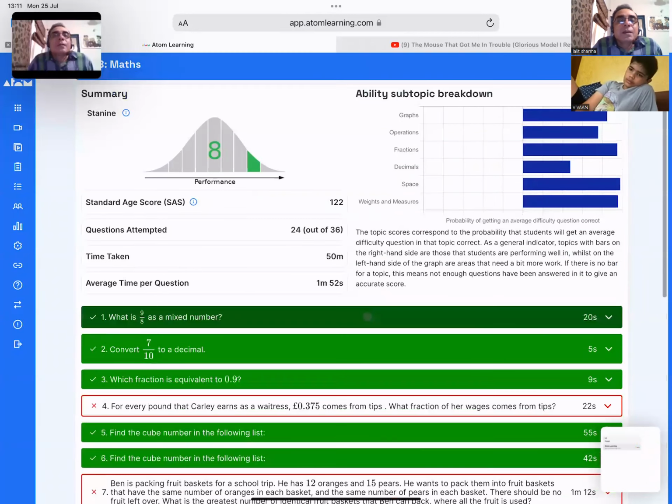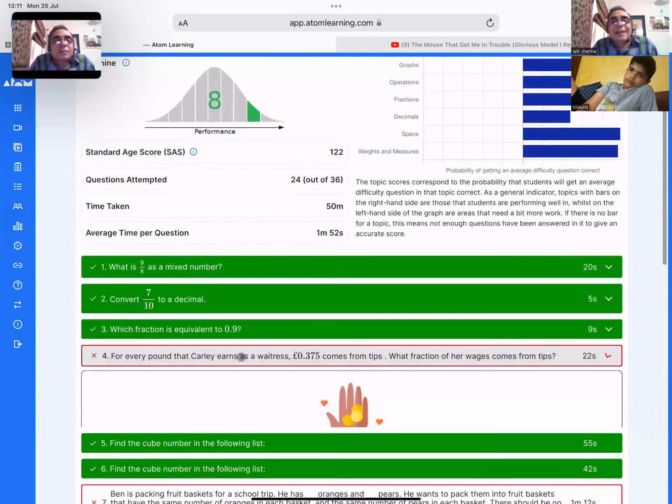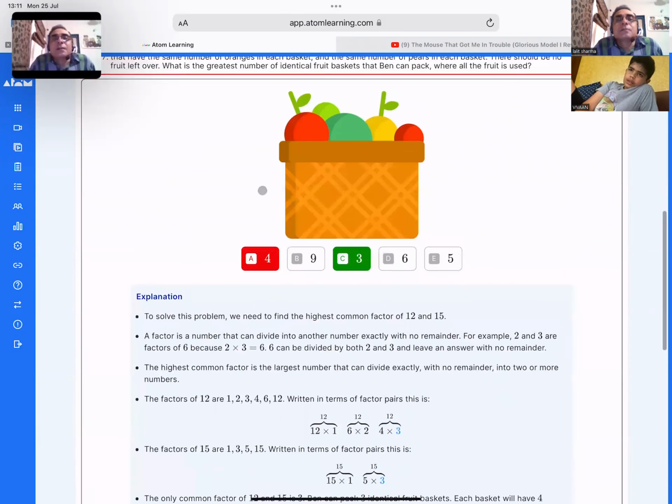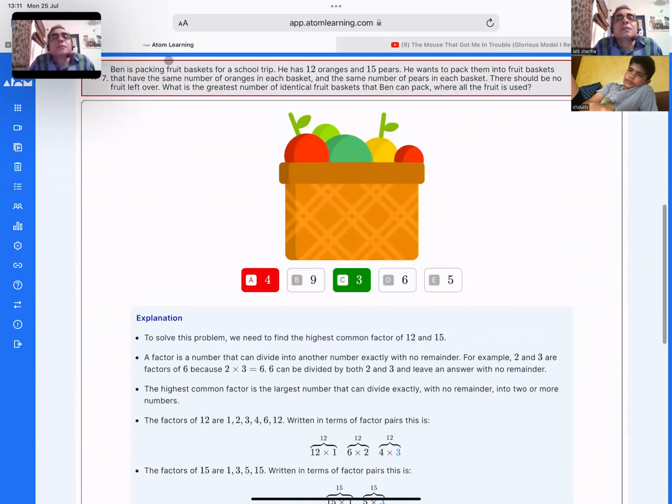So, question three. Ben is packing fruit baskets for a school trip. He has 12 oranges, 15 pears. He wants to pack them into fruit baskets that have the same number of oranges in each basket and the same number of pears in each basket. There should be no fruit left over. What is the greatest number of identical fruit baskets that Ben can pack? Oh, I'm so stupid. It's 4.